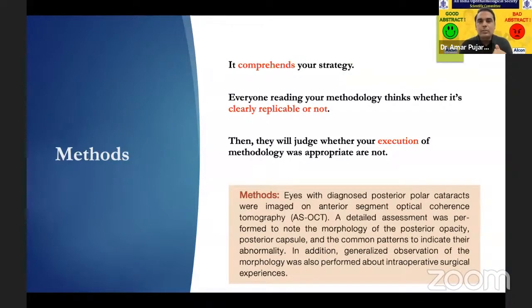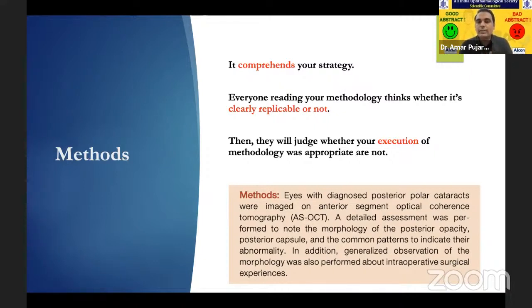Three keywords. In methods, I'm going to comprehend my strategy. Whenever somebody reads your strategy, they are first of all going to question whether you have done a legitimate methodology, and whether the rest of the people in the entire world can replicate this simple methodology or not. If they find something suspicious, that this methodology looks suspicious, so everyone cannot replicate it, that's why we have to focus. Ultimately, we are doing studies just for our colleagues and our patients, so we need to convey clearly to them: this is the methodology we followed, and this is what we found.